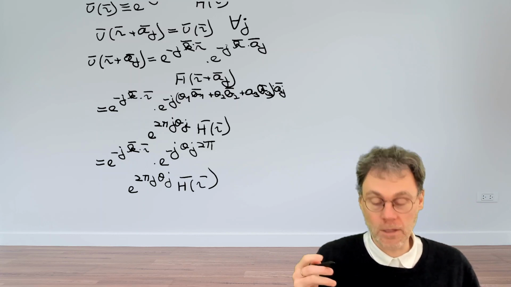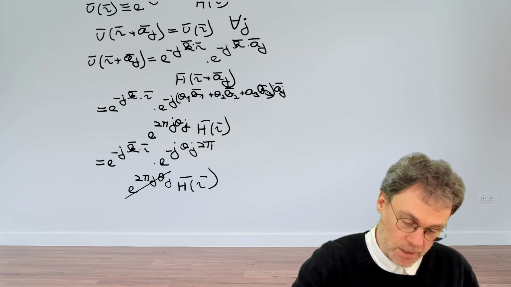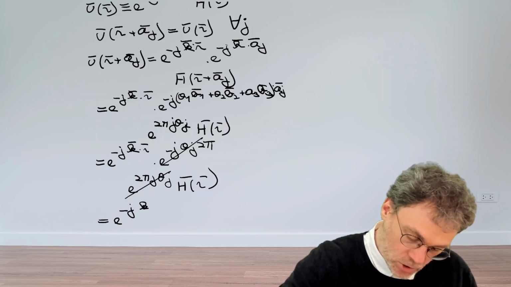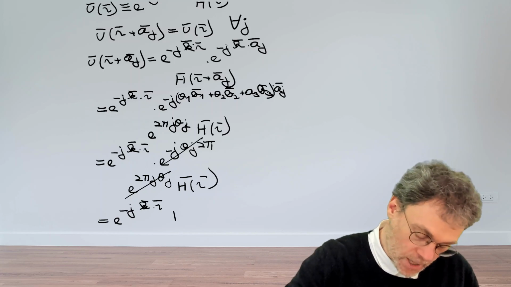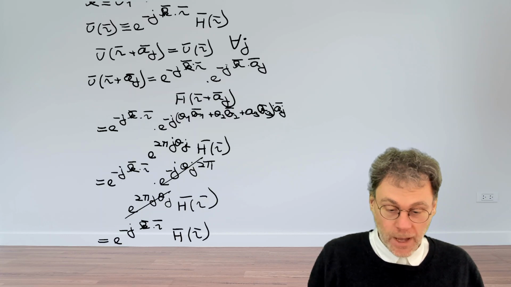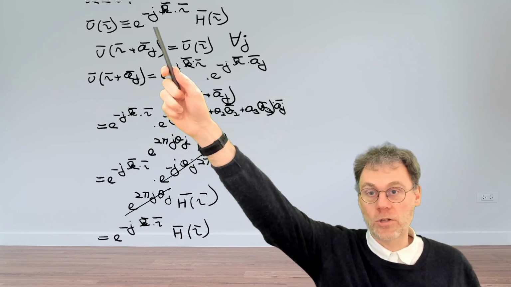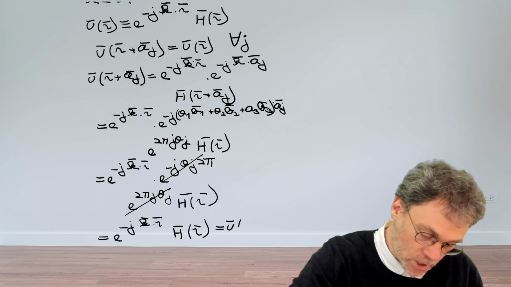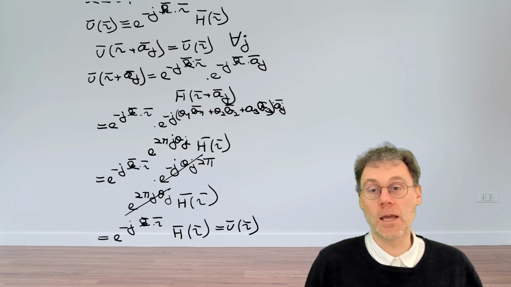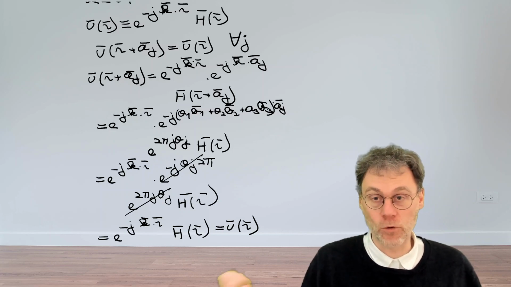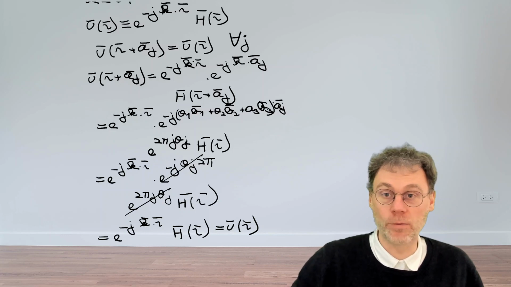Then now we can say that this guy cancels with that guy. And then we just have exponential minus j k r, H of r. And if we look back at our definition of our function u up there, then we see that we have exactly recovered that definition. So this shows that our function is indeed periodic for all possible directions, for all three directions that we have. So this completes the proof of the second form of Bloch's theorem.